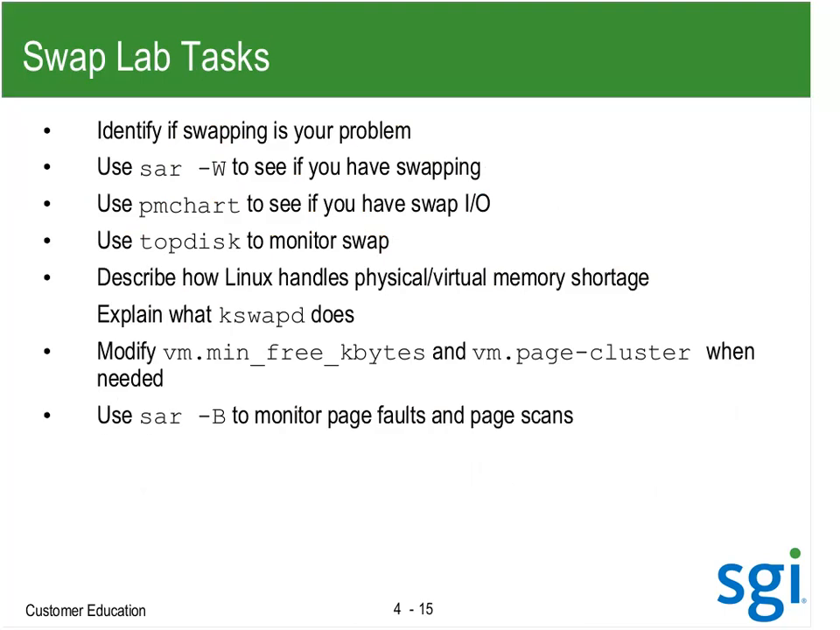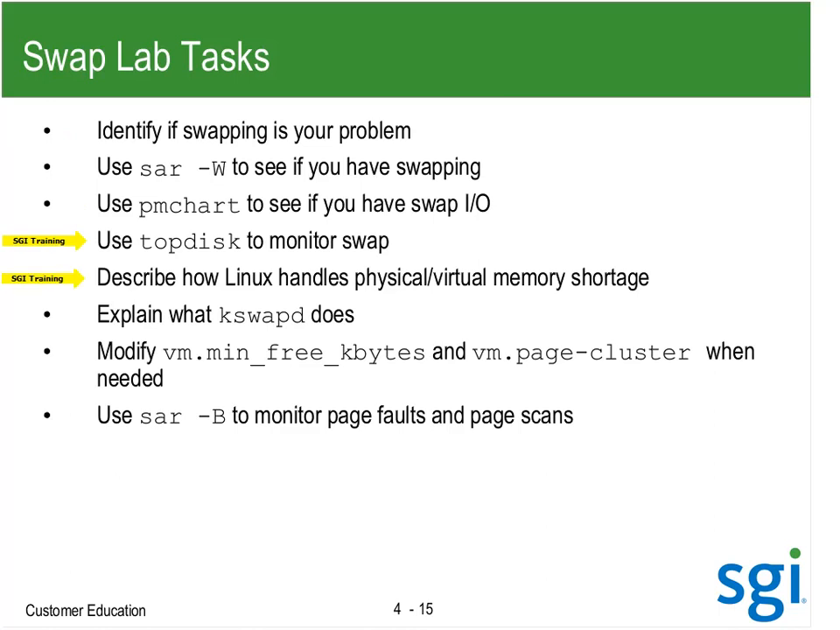So the lab, and we've been doing some of this, identify if swapping is your problem. If it really is hung, you might drop into KDB, just type in the summary command and look at meminfo. By the way, one thing I don't like that they've missed, the summary command is proc meminfo, but they don't have shmem visible in the KDB summary output. So I don't know if shared memory is part of the swapping problem. Use sar -W to see if you have swap I/O, or you can use pmchart or top disk.